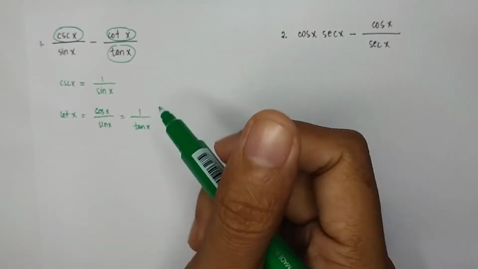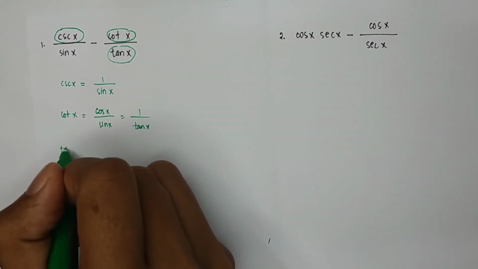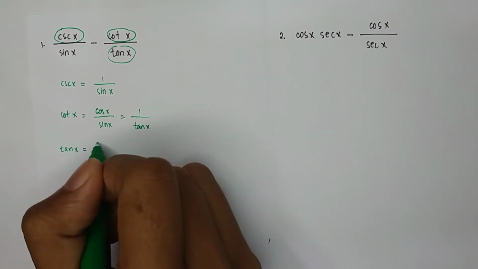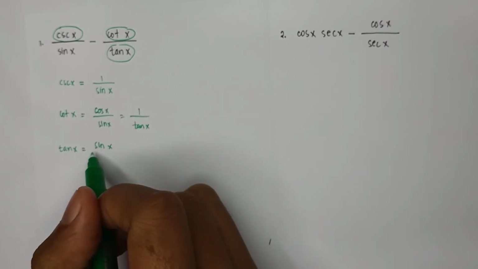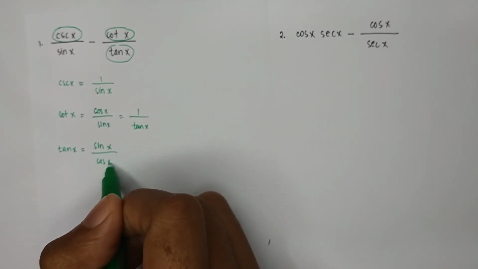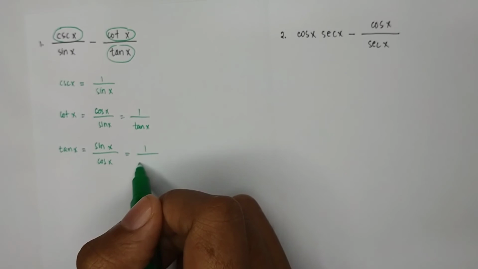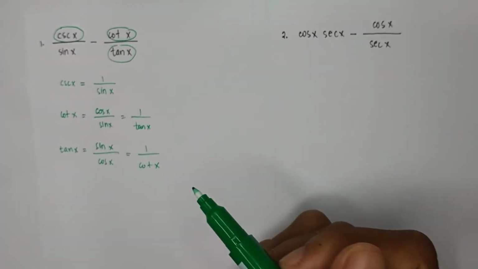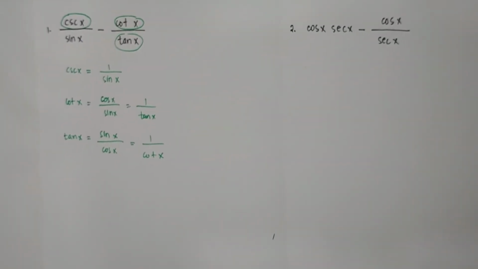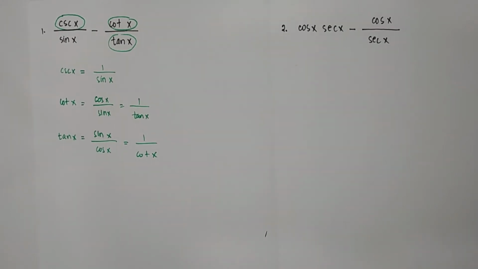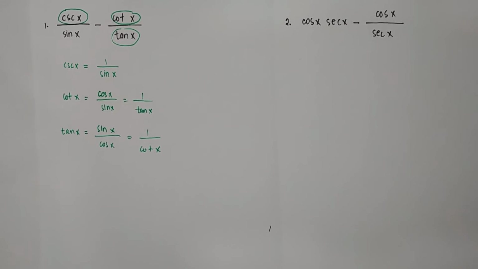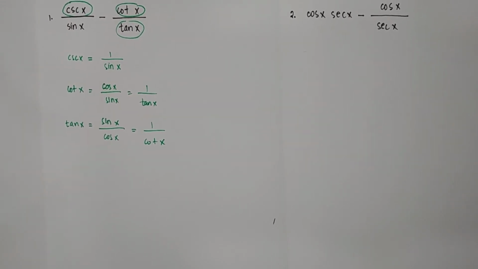So, yan yung mga possible natin. At saka yung tangent x natin, this is equal to sine x over cosine x, or this can be 1 over cotangent x. So, yan yung mga possible natin conversion.